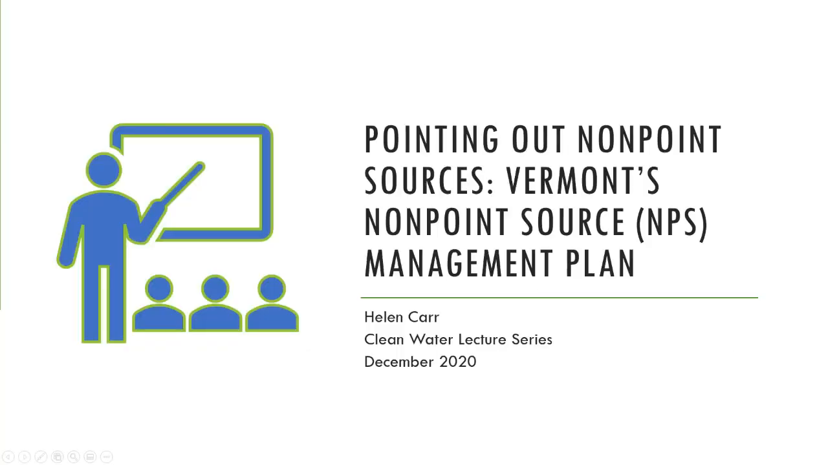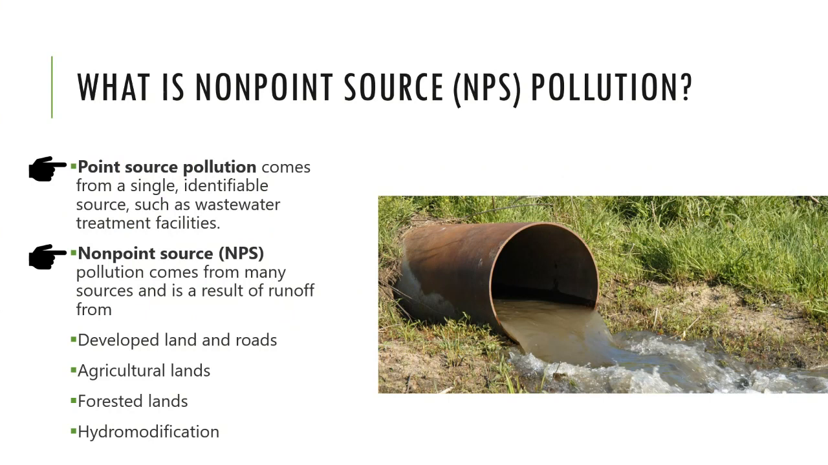Okay, so what is non-point source pollution? Seems like a good place to start. I'll tell you what it's not. First of all, it's not point source pollution. Point source pollution comes from a single identifiable source, such as a wastewater treatment facility or some discharge from a discrete pipe, such as this photo here, as an example of point source pollution. Now, point sources are a little bit easier to identify and a little bit easier to control. We can regulate wastewater treatment facilities.